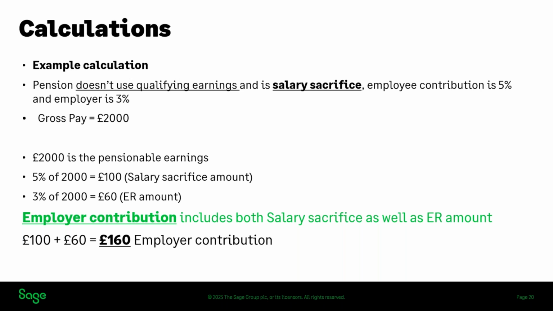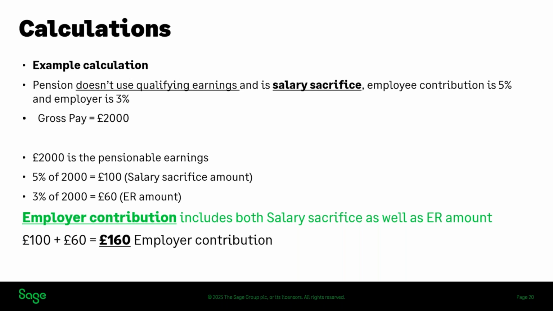So as you can see, the calculation itself remains pretty much the same. So £22,000 your pensionable earnings, which gives you 5% of 2,000, which gives you £100, and then 3% of 2,000 gives you £60. So calculating the pension contributions remains as normal.